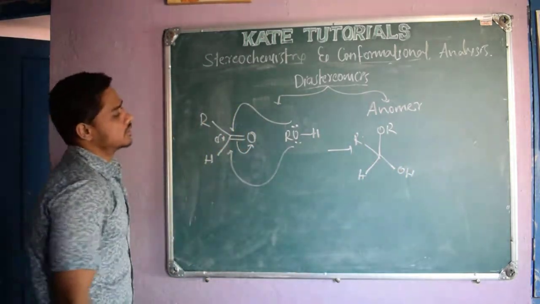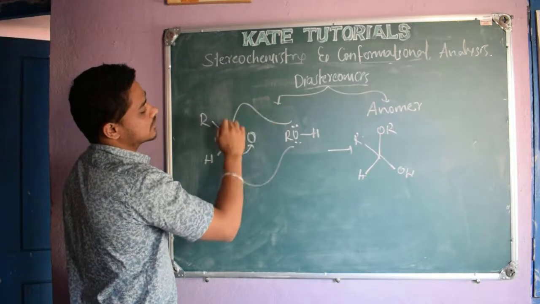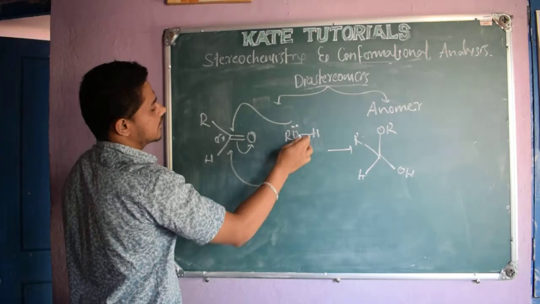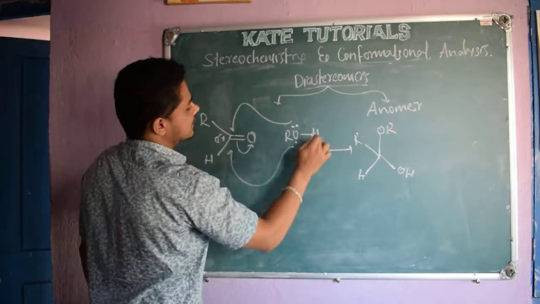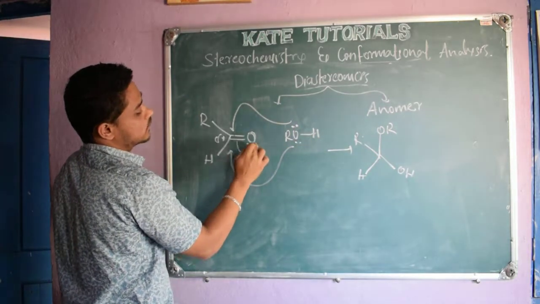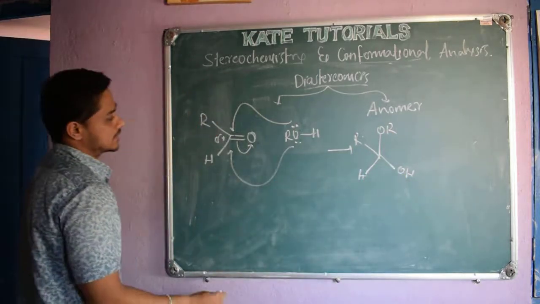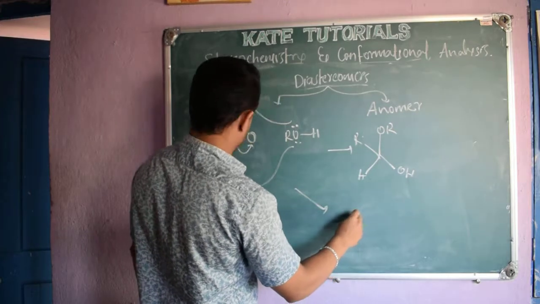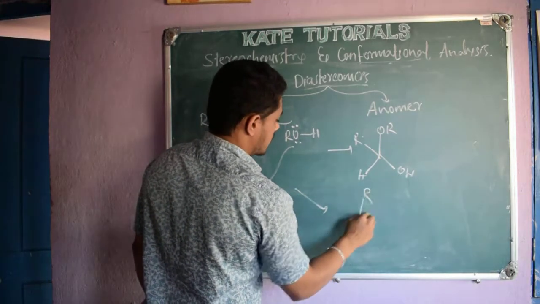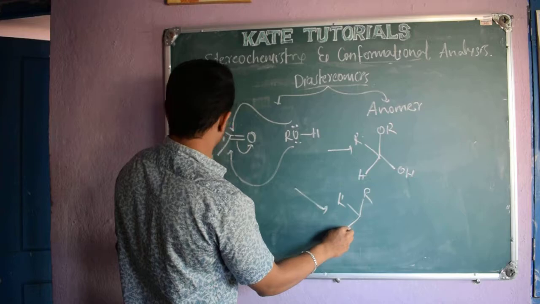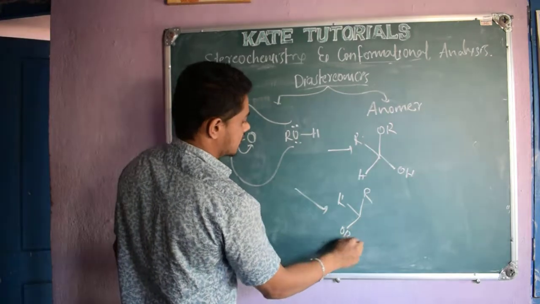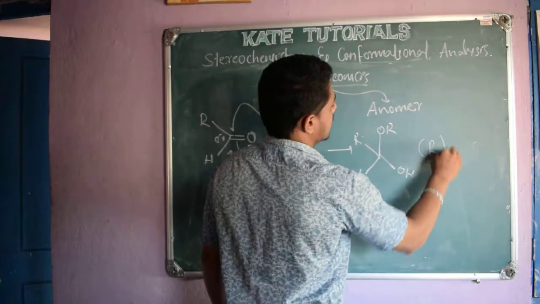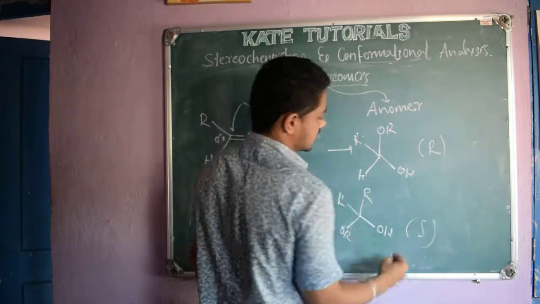As soon as it gives its electron density here, it gets a positive charge, so it removes that hydrogen and is neutralized. That hydrogen will be taken by the negative charge on oxygen, so it will be like this. If it attacks from below, it will be like this: R, H, OR and OH. Let us see, this will be the R isomer and this will be the S isomer.